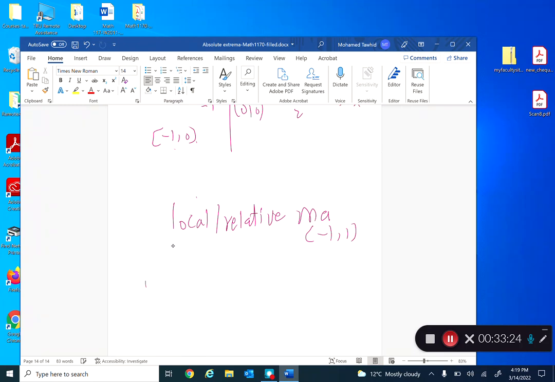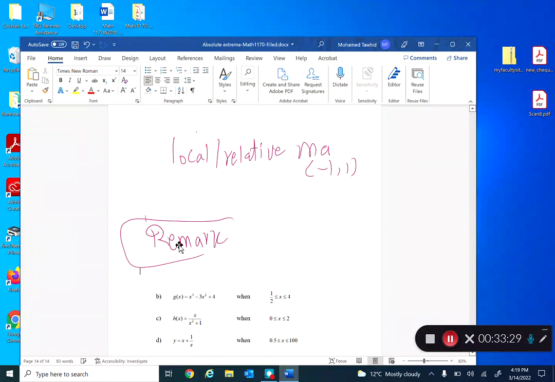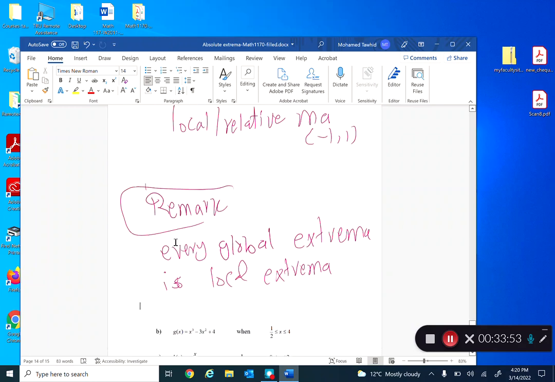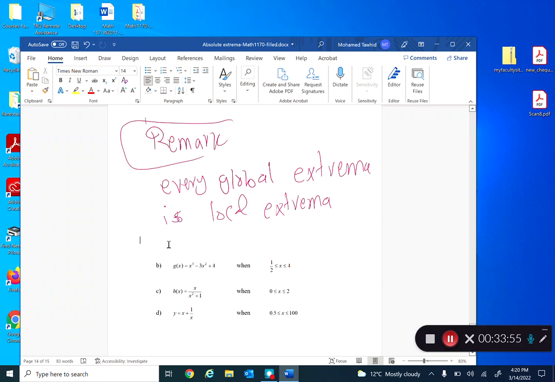What is the remark here? Every global extrema is a local extreme, right? But the opposite is not correct. Every local extremum cannot be global. Okay, all right. So I have to go for another example here to solve more examples.